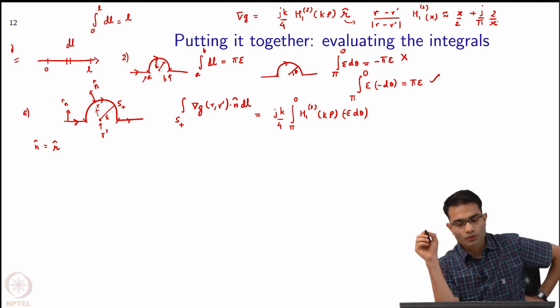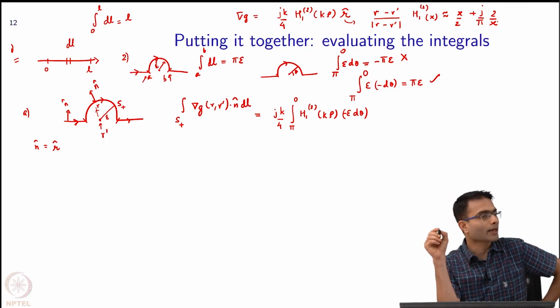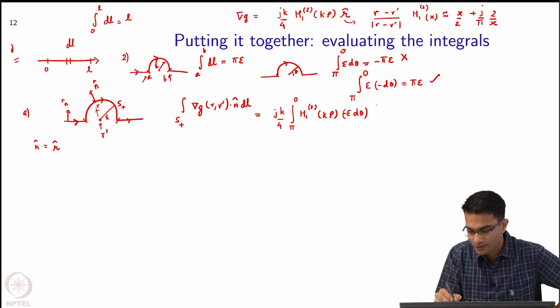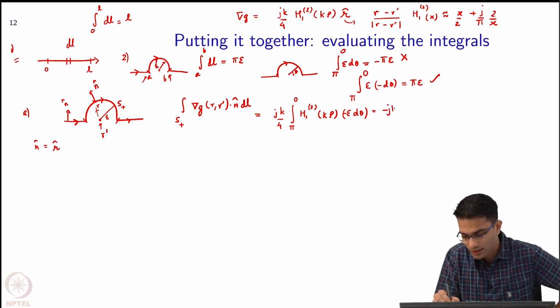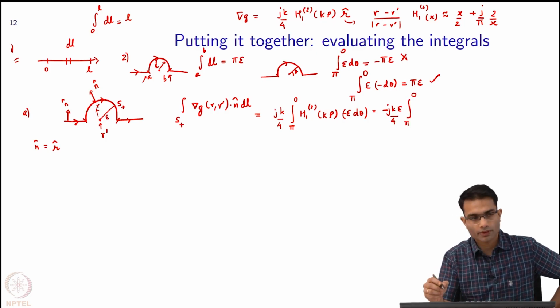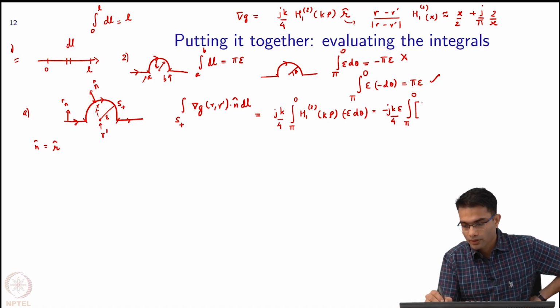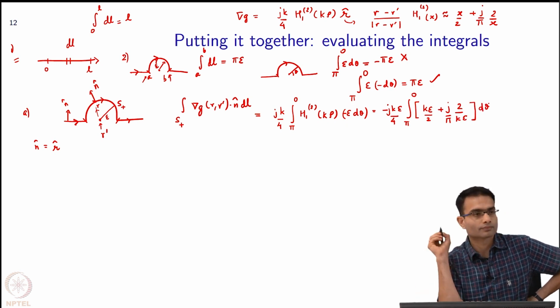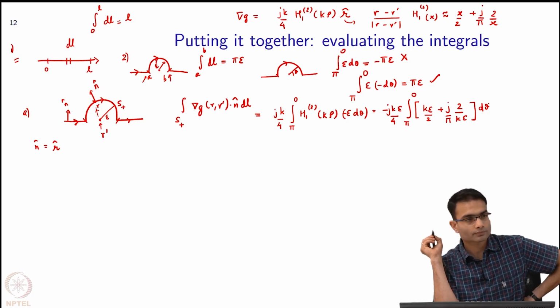Okay. So, we are going to take the limit epsilon tends to 0. In this case over here, let us just actually write it all out. So, it is minus j k epsilon by 4, integral pi to 0. And so, I will just substitute. So, I will have k epsilon by 2 plus j by pi 2 by k epsilon d theta. Is that correct? I have just substituted everything that I know.